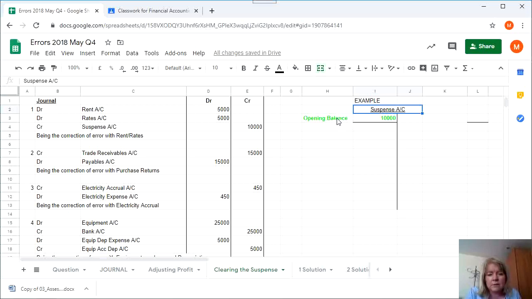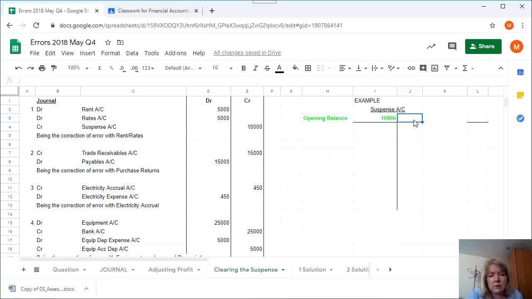So we'll say, for example, in this question that the trial balance had a suspense on the debit side of 10,000, and we've gone through our errors and identified how to correct them, and we go down through our journal entries then, and we can see exactly where the suspense has to be adjusted. So the first entry there is actually the only one in this question. The suspense account has to be credited with 10,000.